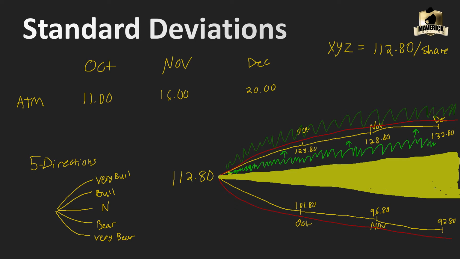If I'm putting on a regular average ho-hum bearish trade, I'm probably going to be targeting a move down towards the lower boundary, right? That's a regular bearish outlook. I'm not betting on the stock going from 112 to $80 per share. I'm betting on it going towards 101 through October, or towards 96 through November, or towards 92 come December.